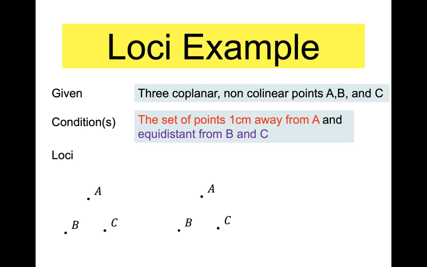So the first condition in red, I'm going to draw for those 3 points on the left, and for the condition that's in purple, I'm going to draw it right there in the middle. And then my answer, the loci, would be those 2 pictures joined together.